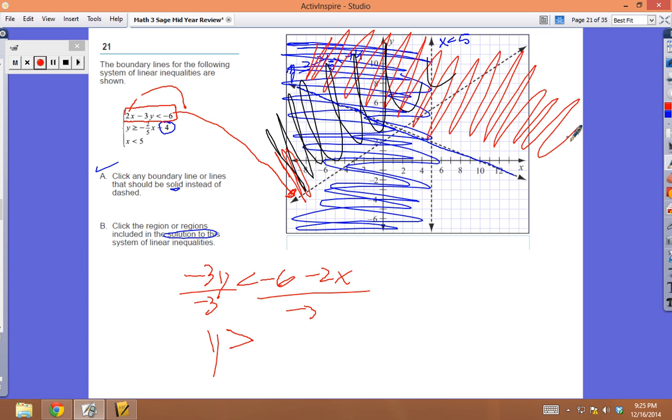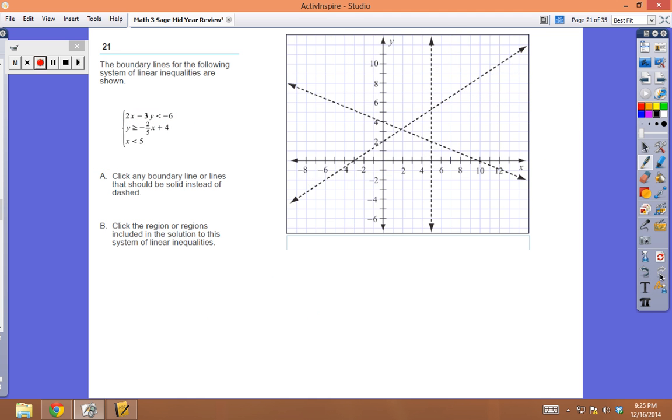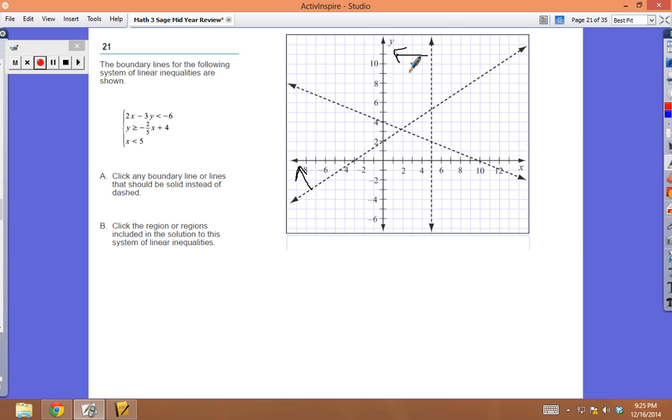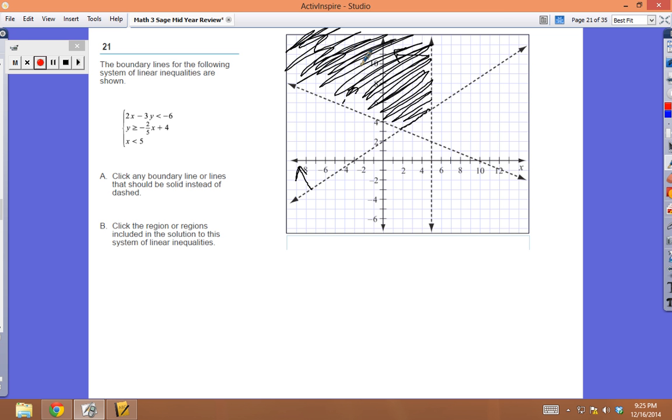So the region that they got in common, it's got to be above this line. So it's got to be above this line, it's got to be left of this line, and it's got to be above this line. So the region that they have in common is going to start right here, and it is going to be anywhere in between here. That's left of the vertical line, it's above this guy, and it's above this guy. So that is your answer right there. That's the region.